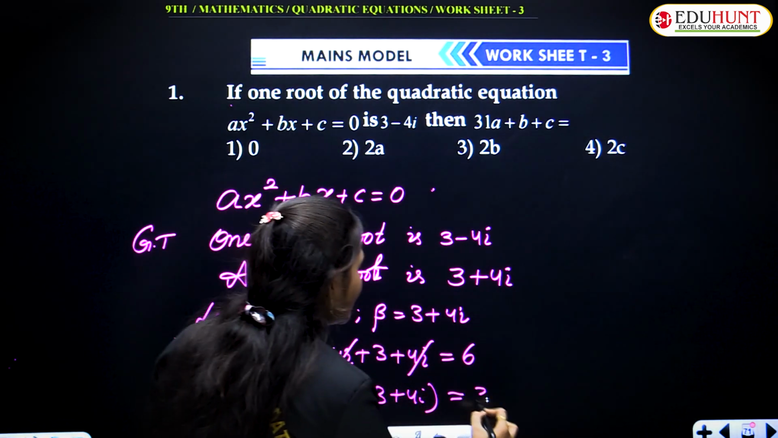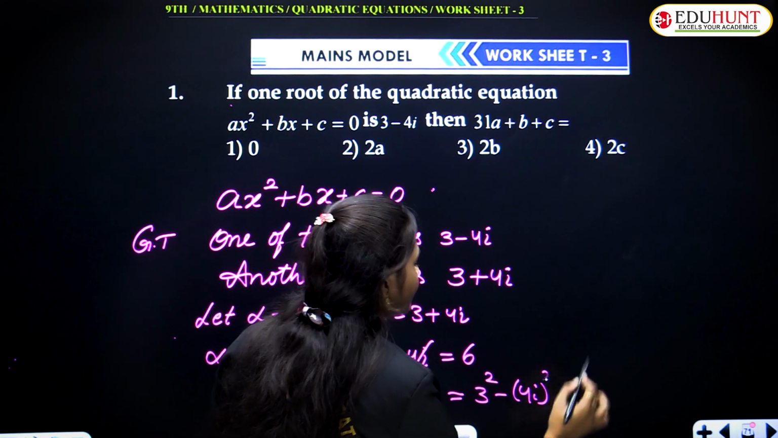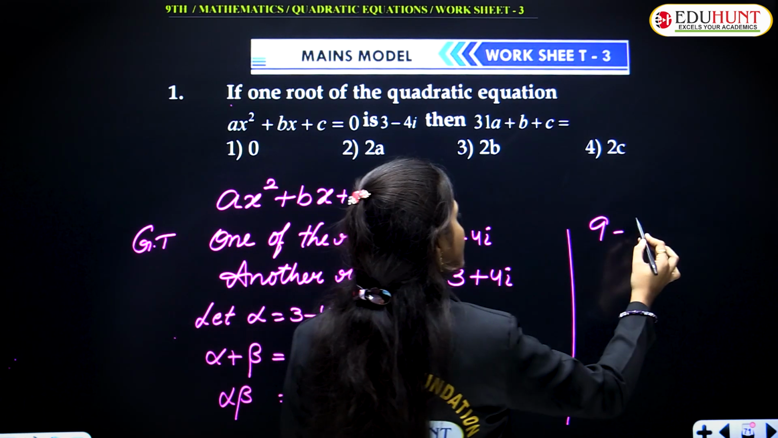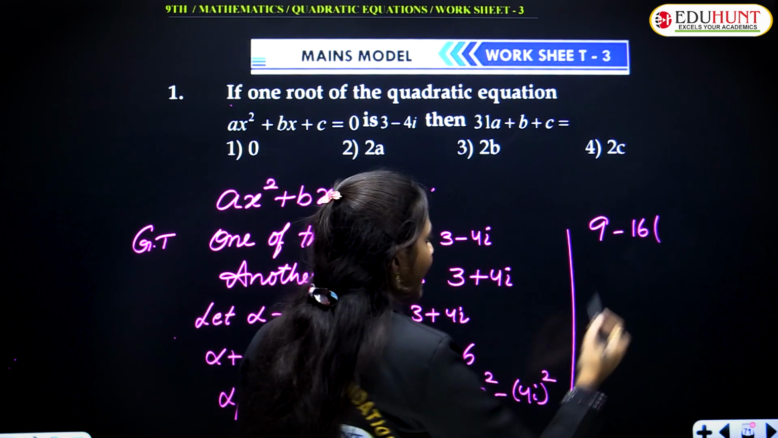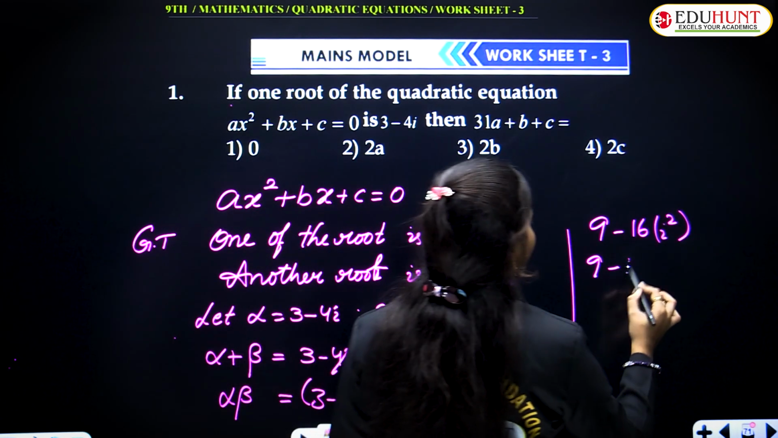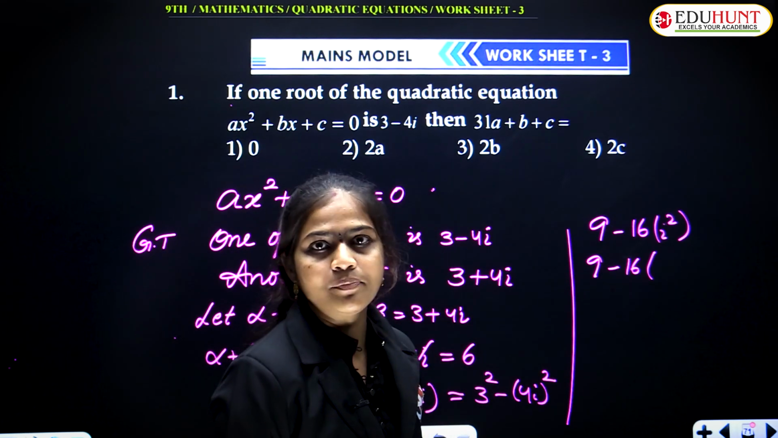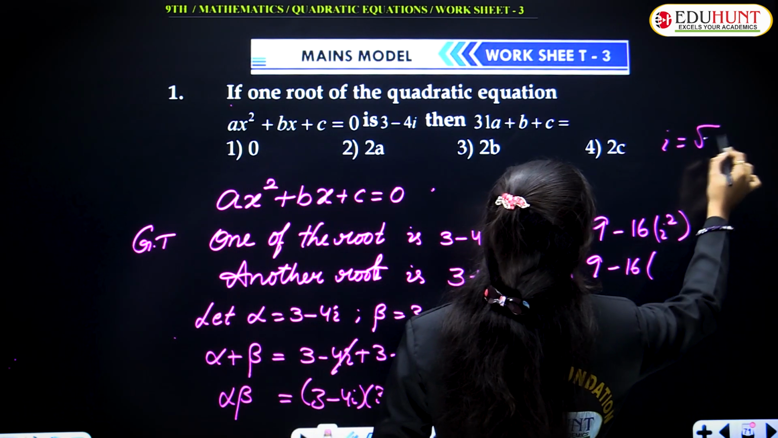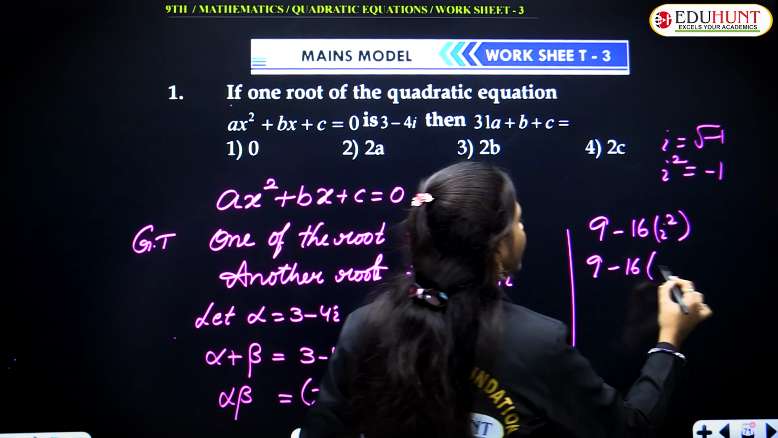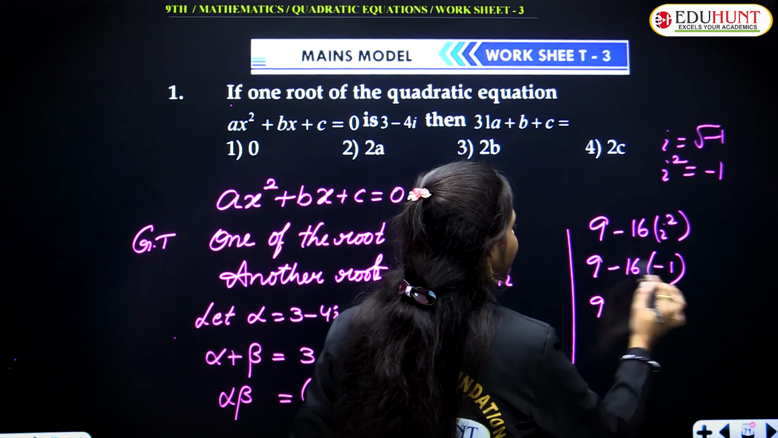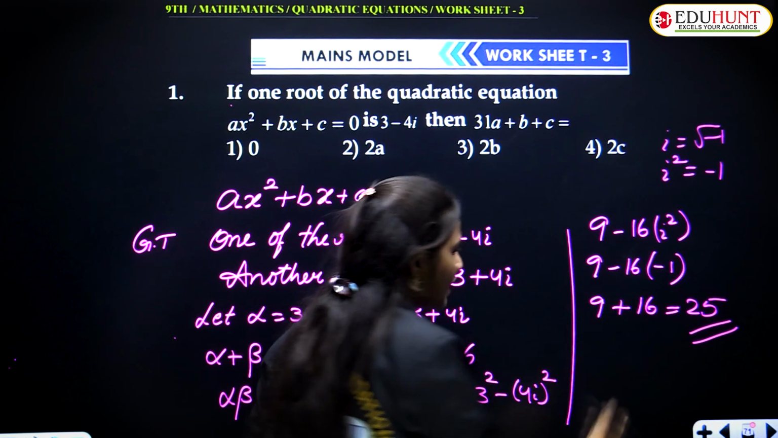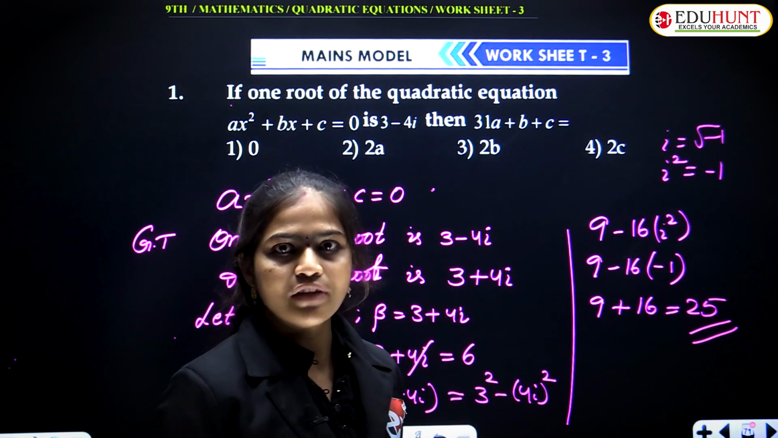So, 3 square minus 4i whole square. Clear? So, 3 square is 9 minus 4 square is 16, and here i square is there. So, 9 minus 16 into i square. What is the value of i square? i is equal to square root of minus 1, so i square is equal to minus 1. So, here minus 1. 9, minus into minus is plus, 16 into 1 is 16. So, 16 plus 9 is 25. So, 25 is the product of the roots.